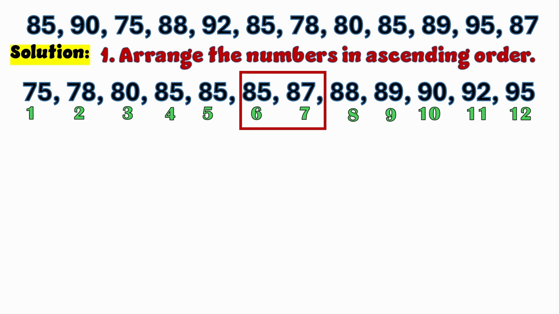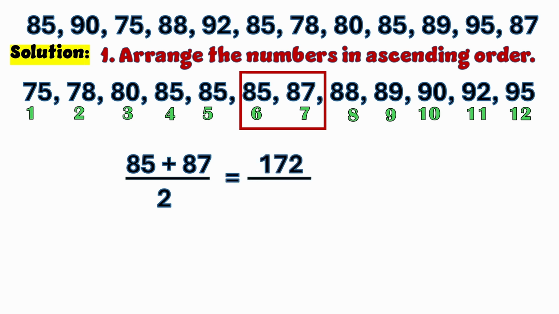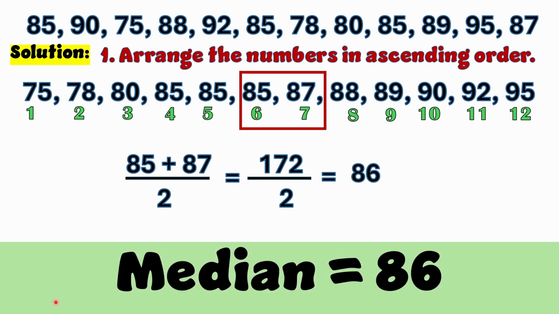Okay, to get the median, we're going to add the two numbers, which is 85 plus 87, and then divide it by 2. Then 85 plus 87 equals 172 divided by 2, the answer is 86. Therefore, the median is 86. Again, if there are two numbers in the middle, just get the average of those two.